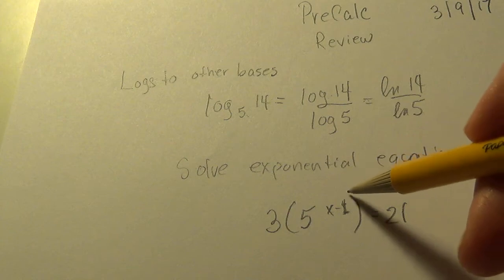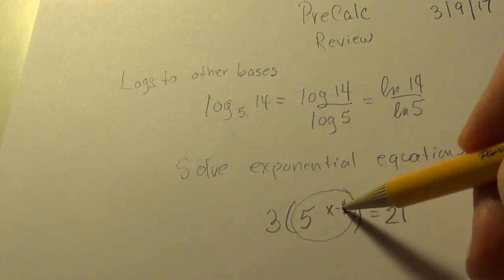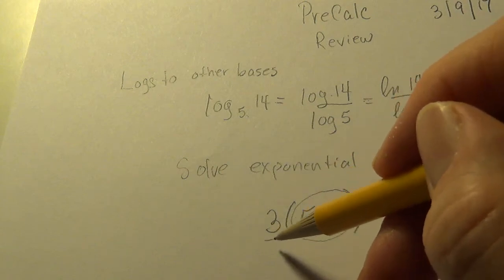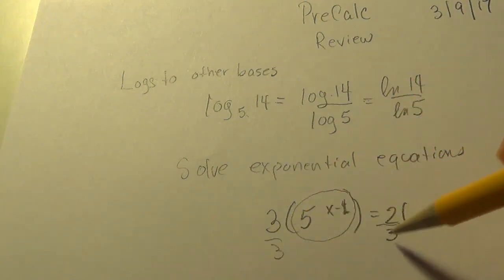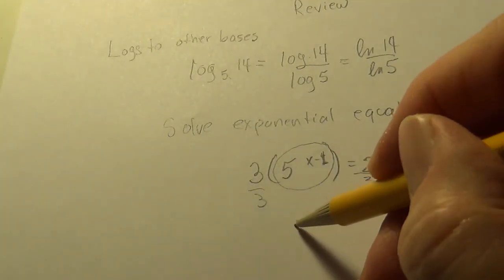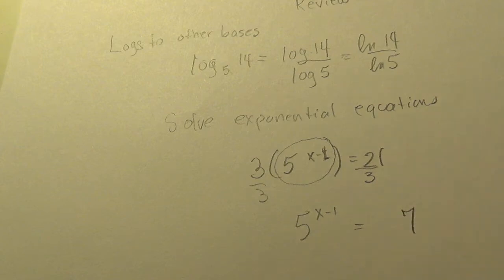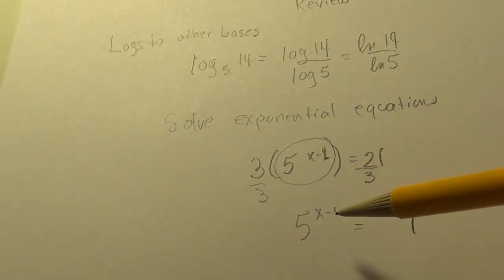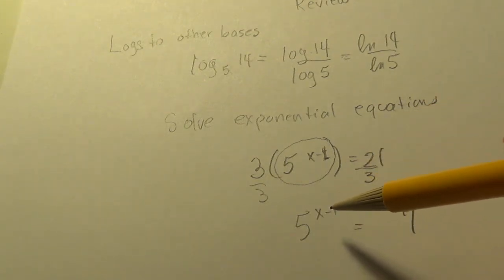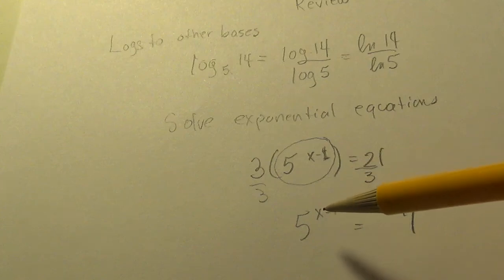So to do that, first you want to isolate the term that has such an exponent. So I want to move the 3 over, and that's by division. So that leaves 5 to the x minus 1 equals 7. And now I want to work with this x minus 1, but I want to get it out of the exponent. So I've learned to do that.